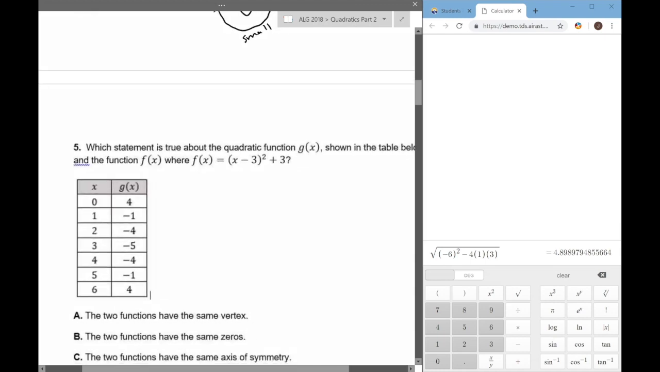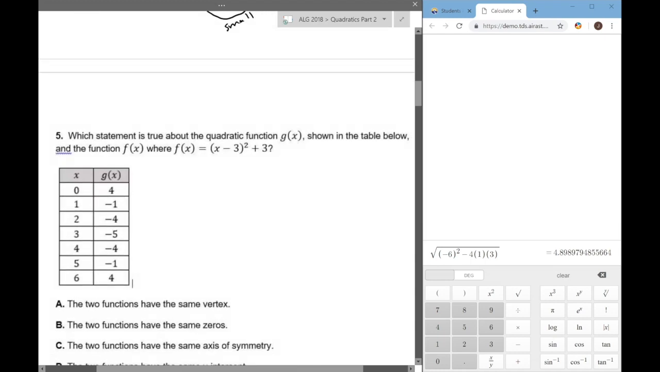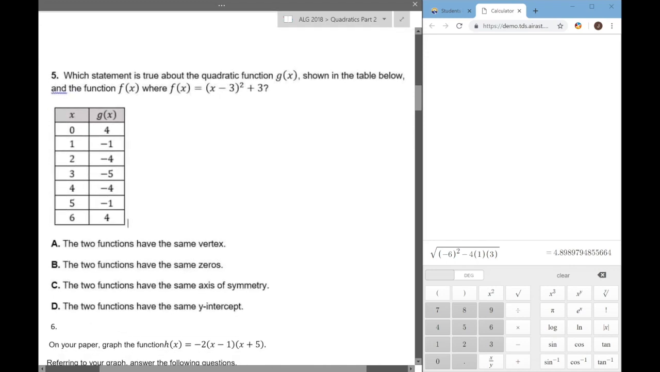Okay, which statement is true about the quadratic function g of x shown in the table below and the function f of x equals x minus 3 squared plus 3? First thing you should look for is the vertex in this one. So what is the vertex here? We see a negative 3 here, but remember inside parentheses you take the opposite, so it's a 3, and then outside the parentheses you take the real number 3. Okay, 3 comma 3 should be the vertex.